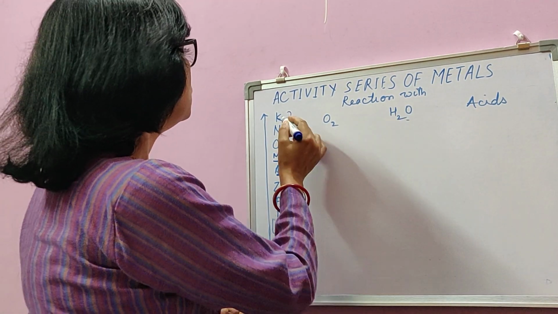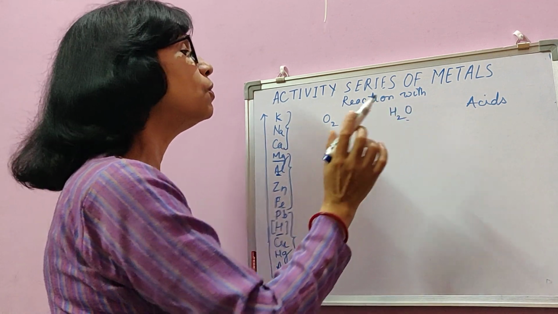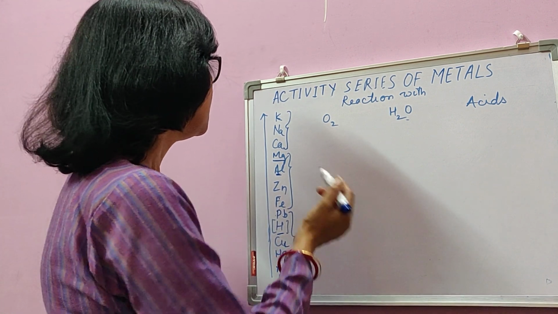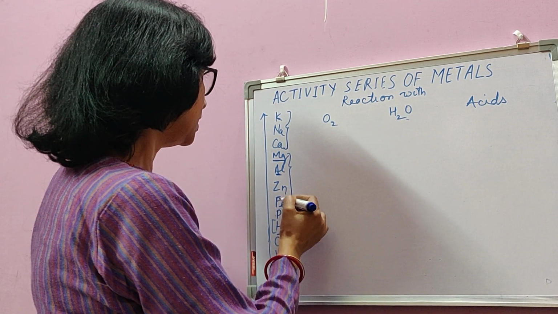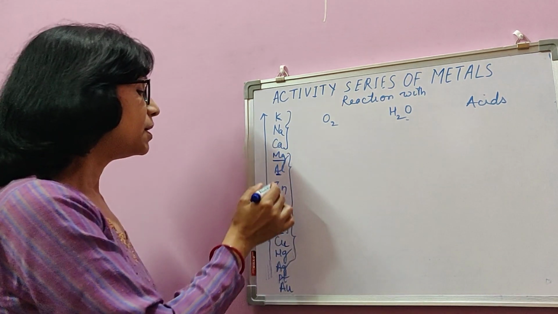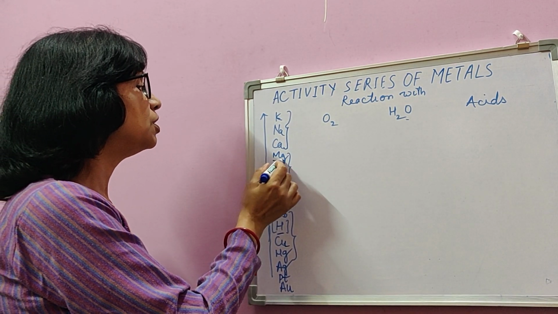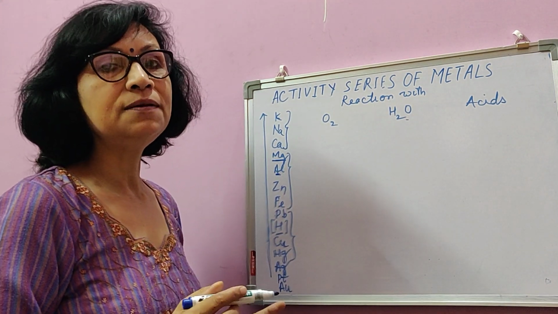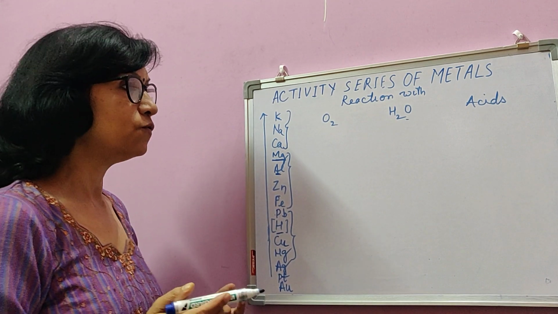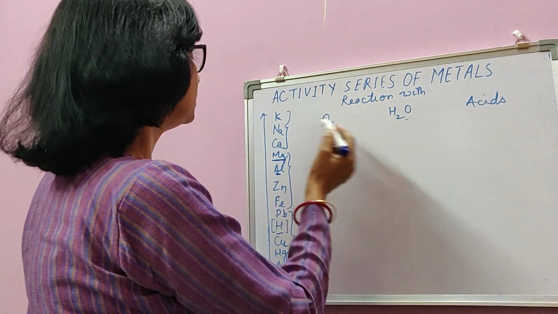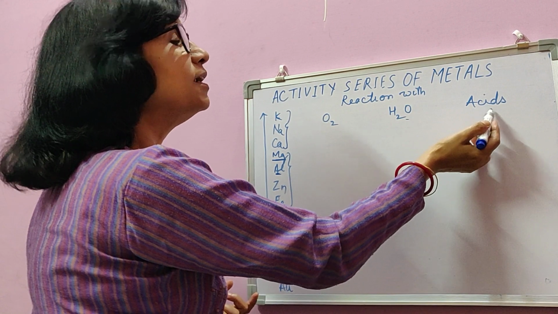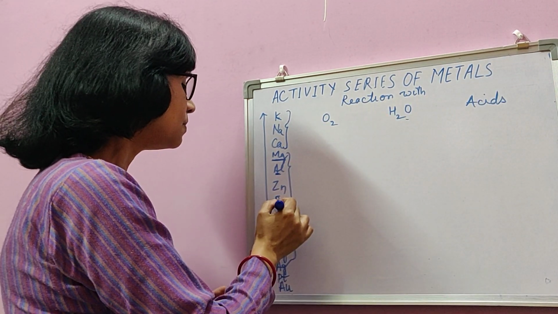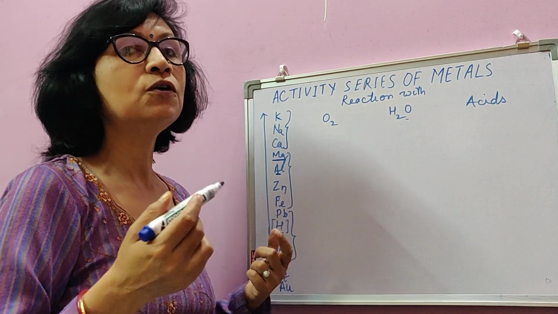Same goes for water. Potassium, sodium and calcium react with cold water to displace hydrogen and form their corresponding oxide or hydroxide. Whereas magnesium, aluminium, zinc, iron are comparatively less reactive, and magnesium reacts somewhat with boiling water, but the others will react only with steam to displace hydrogen from water. Same goes for acids. The top metals react with very dilute acid to displace hydrogen and form salts. Other metals will not react with so much ease.